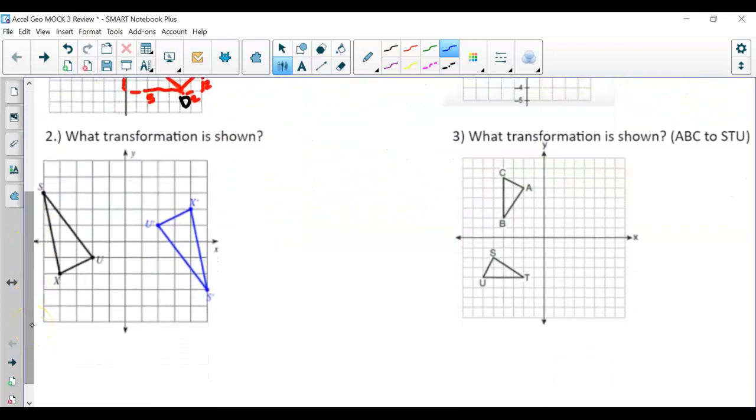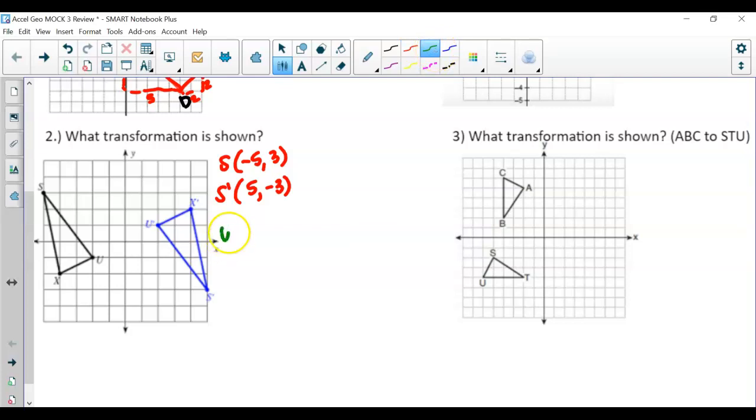Now question number 2. Here, we're just identifying the transformation. Now, use the coordinates to check. Let's focus on point S. S right now is at negative 5, 3, and S prime is at positive 5, negative 3. So notice, what did we do? Well, we just changed the signs. No switching, nothing else. So right now we're saying that this is a rotation of 180 degrees.